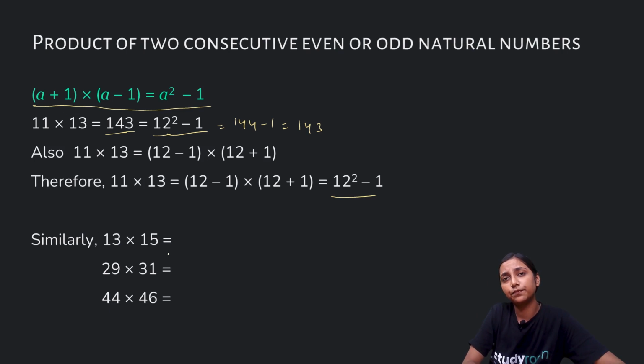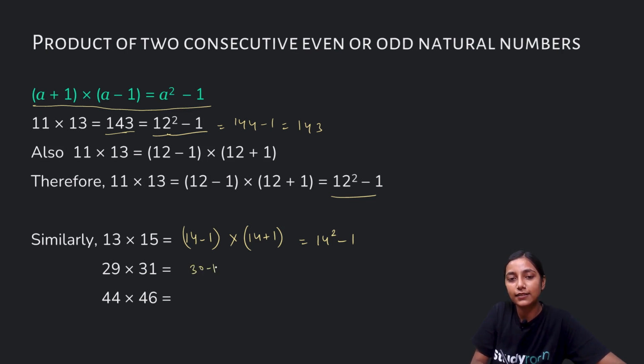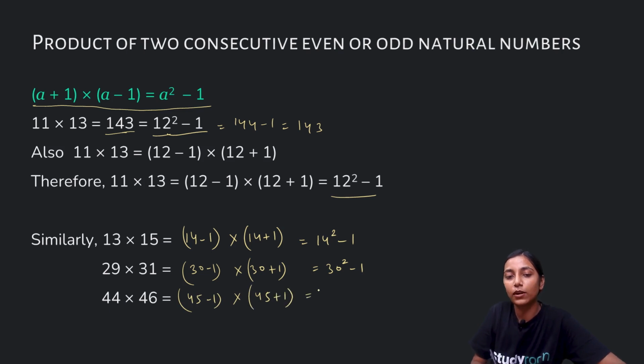13 into 15. We can write 13 as 14 minus 1 and 15 as 14 plus 1. Therefore, this whole number can be written as 14 square minus 1. Similarly, 29 into 31, we can write 29 as 30 minus 1 and 31 as 30 plus 1, that is 30 square minus 1. This one is 44 into 46. 44 can be written as 45 minus 1 and 46 as 45 plus 1. That is, this whole number can be written as 45 square minus 1.